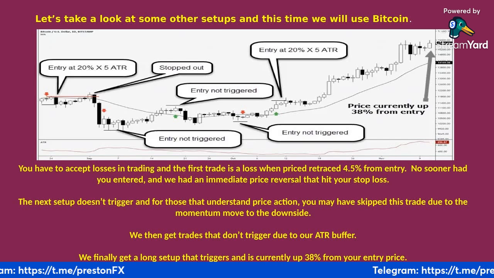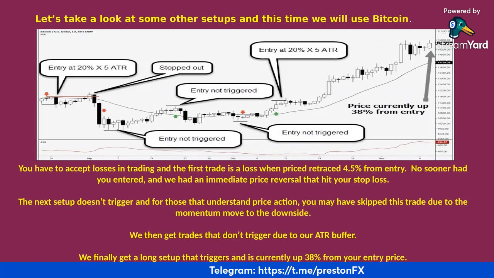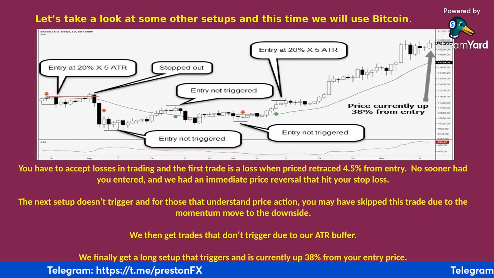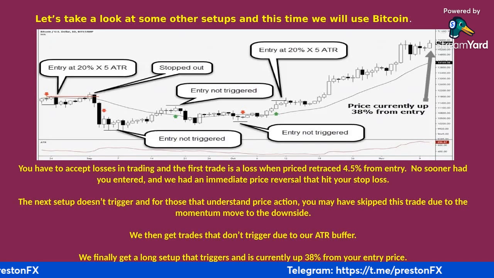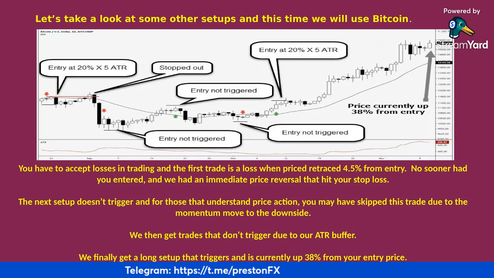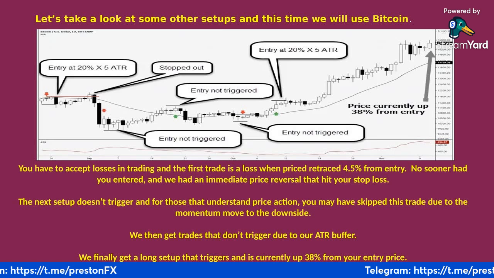We then get trades that don't trigger due to the ATR buffer. And you remember you have the ATR buffer. So the buffer basically helps you stay out of losing trades, because you could do the 20% times the 5 period ATR. As you can see, we finally get a long setup that triggers at 30% from your price entry.